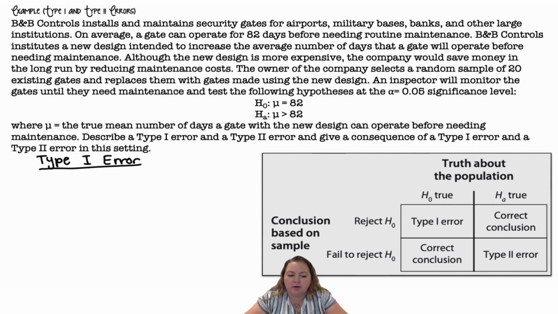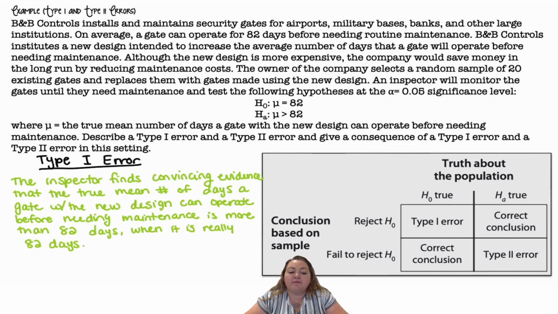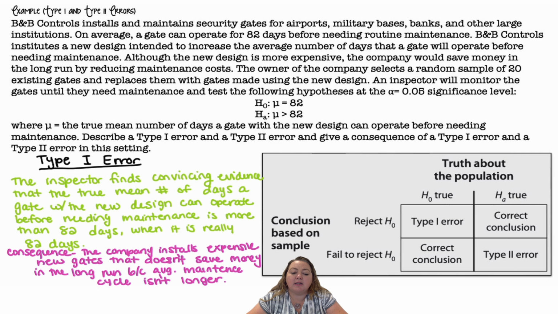All right, so a type 1 error. The inspector finds convincing evidence that the true mean number of days a gate with the new design can operate before needing maintenance is more than 82 days. So in a type 1 error, we reject the null hypothesis. So we're going with we have convincing evidence it lasts longer than 82 days, but it's an error, so really it's 82 days. In actuality, that's not the truth. A consequence: the company installs the expensive new gates. That doesn't save money in the long run because the maintenance cycle isn't longer.